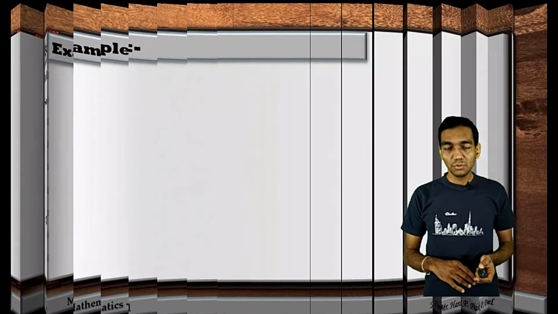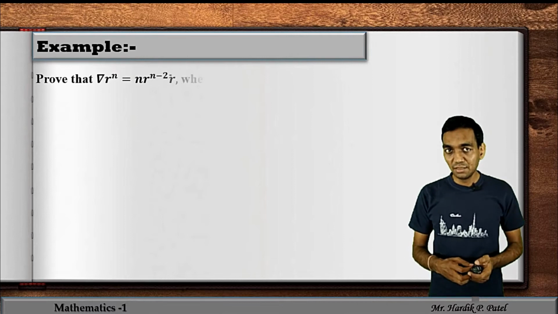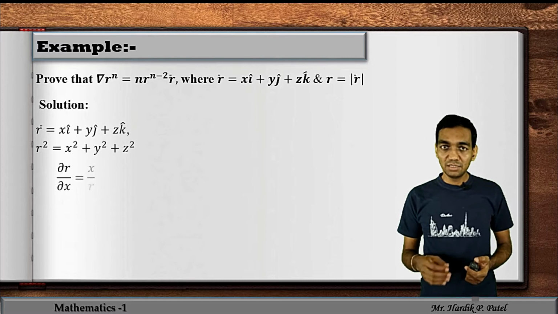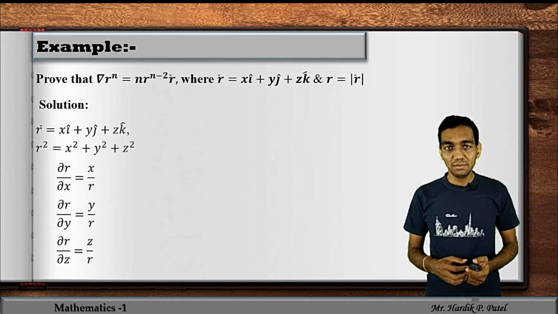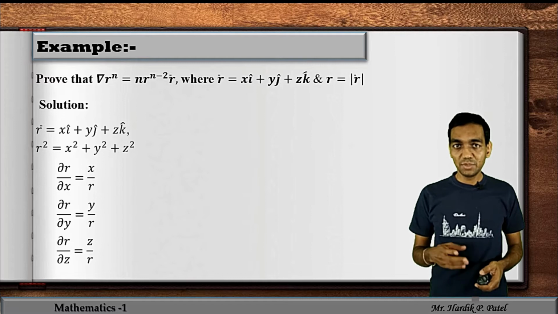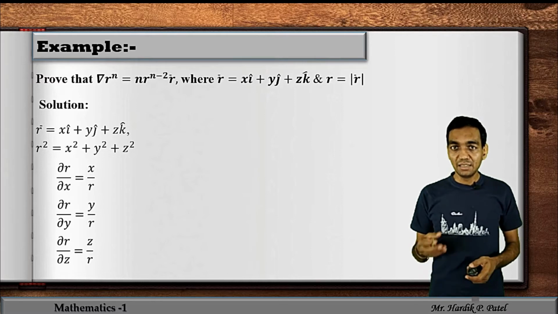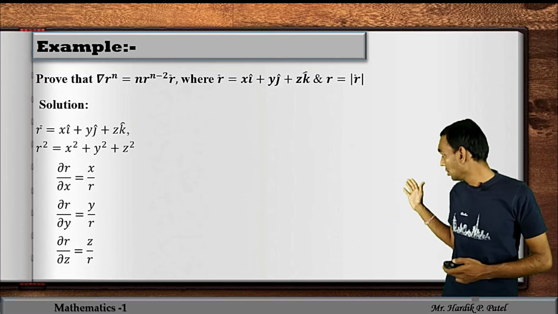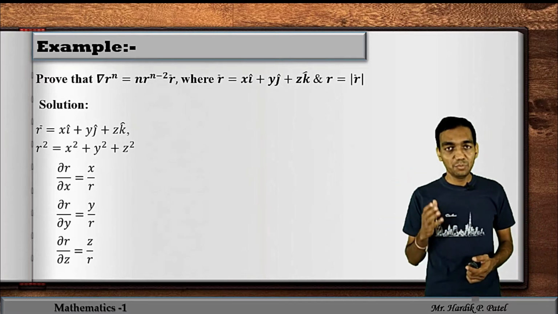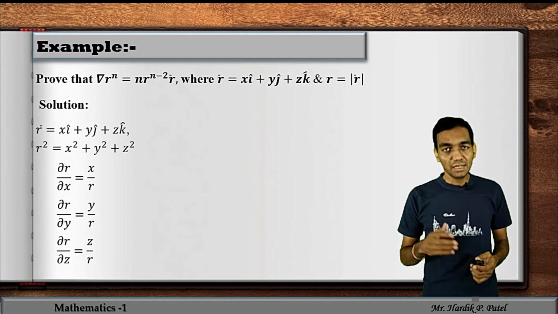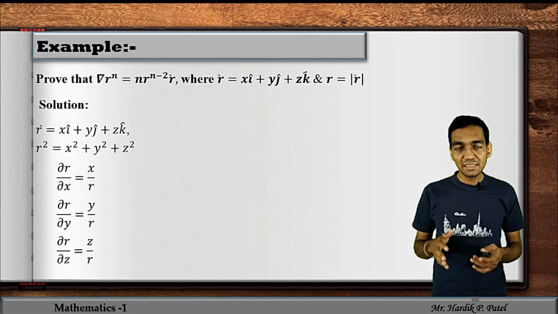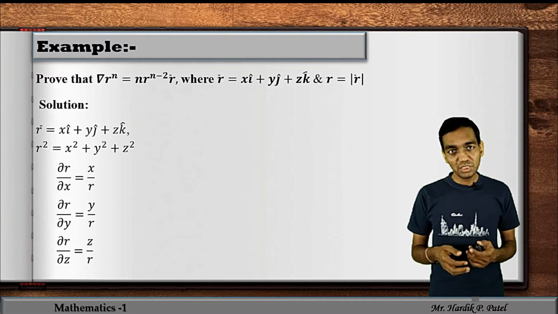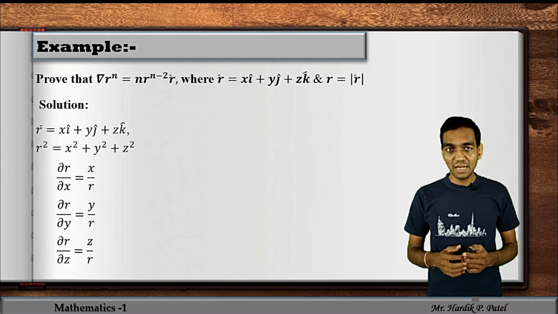Now, we are going on to another example. Prove that grad of r raised to n is n into r raised to n minus 2 into r bar, where r bar is nothing but xi plus yj plus zk and r is nothing but the mod of r bar. That means r bar is your standard position vector xi plus yj plus zk, and simple r is the modulus value of the position vector.